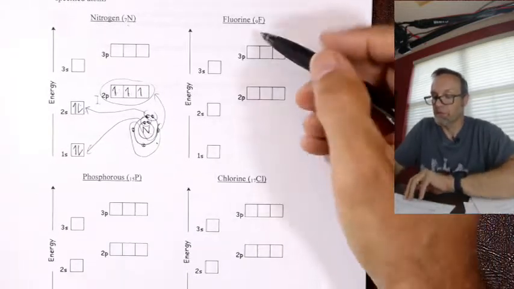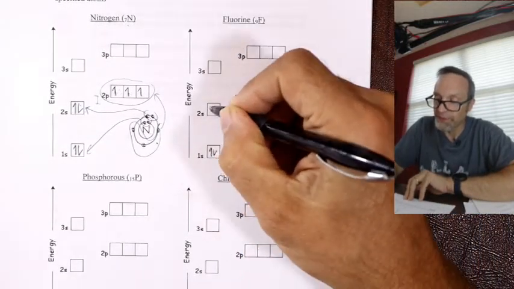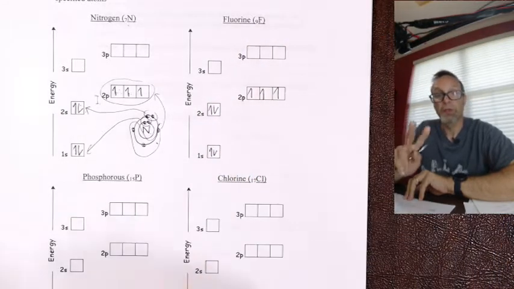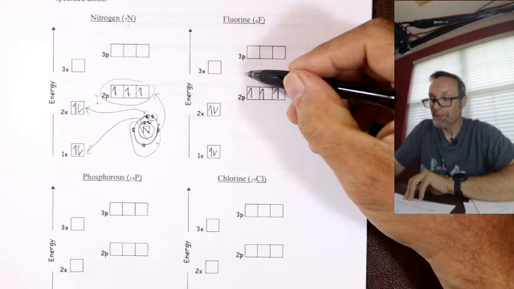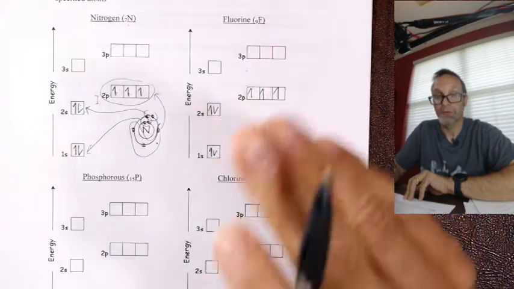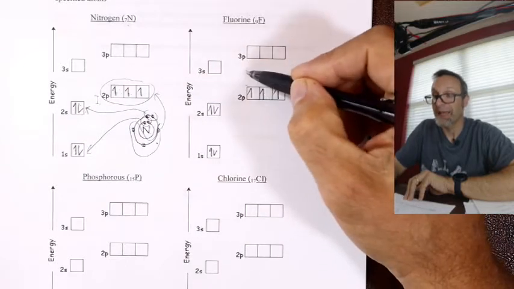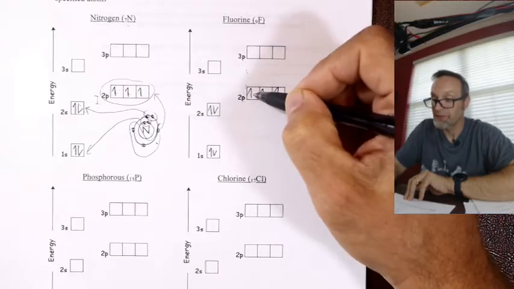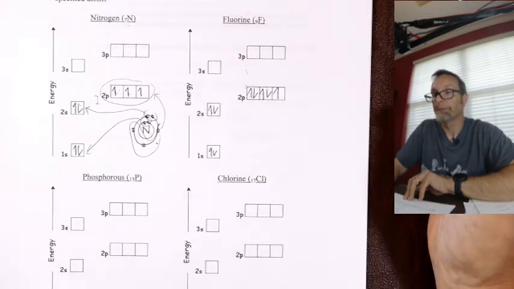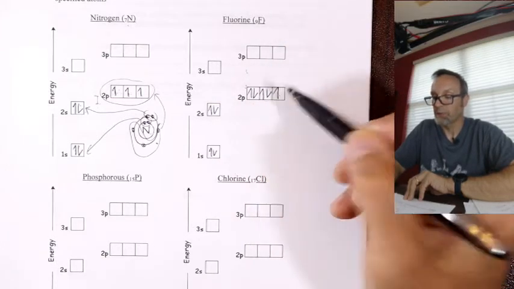So fluorine, 9. 1, 2, 3, 4, 5, 6, 7. 2 more to go, right? That gap is too big. It costs me too much energy to put it all the way up there, right? So I'm always going to spin pair them if there's a gap. But these are degenerate, so it's got to go there. And then the next one's got to go there. Okay. 2, 4, 6, 8, 1 more, 9.